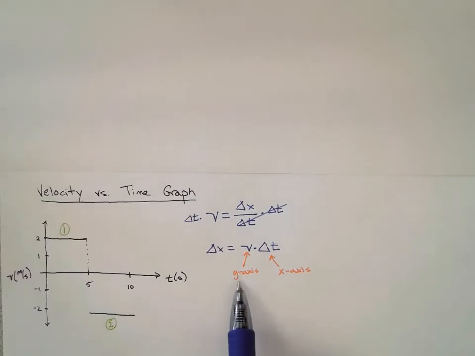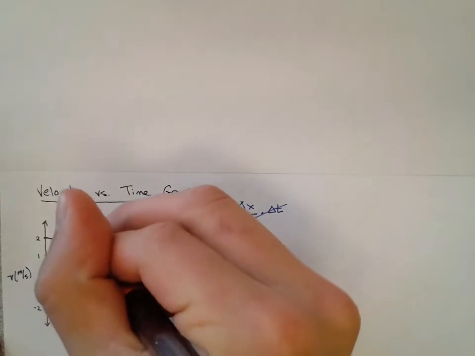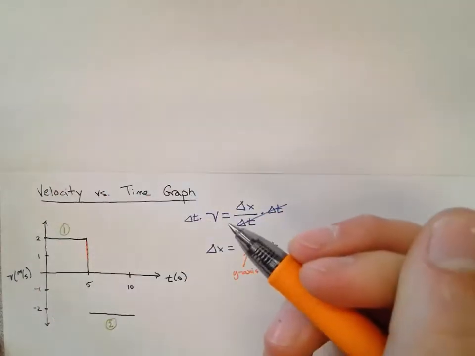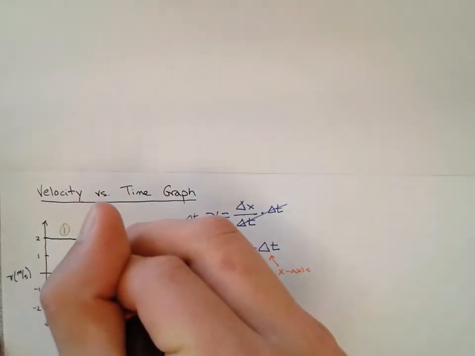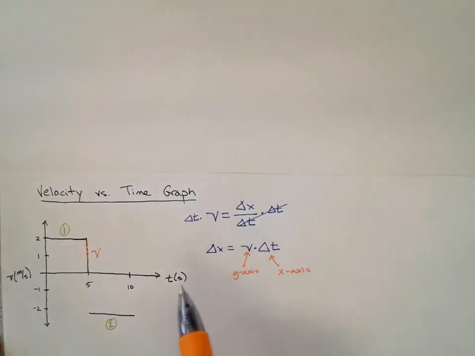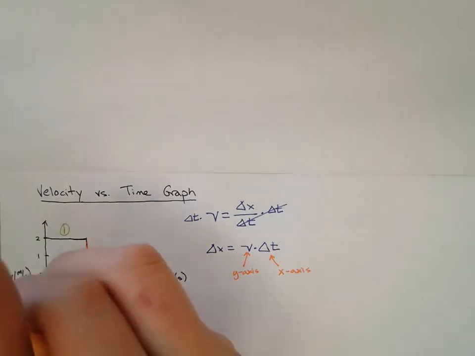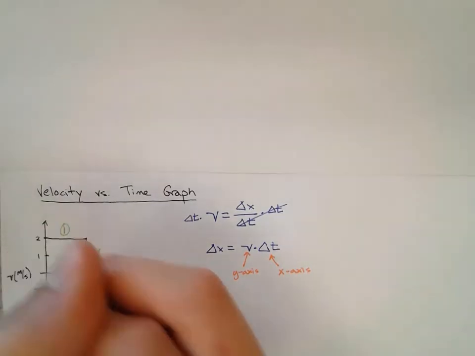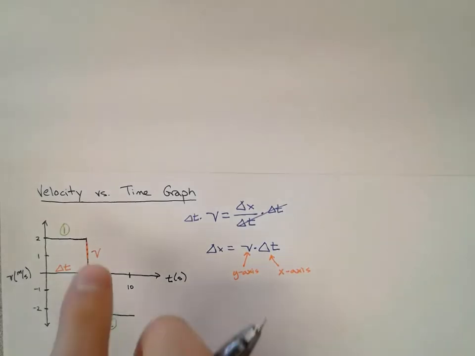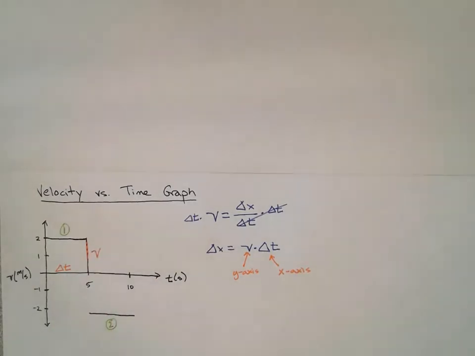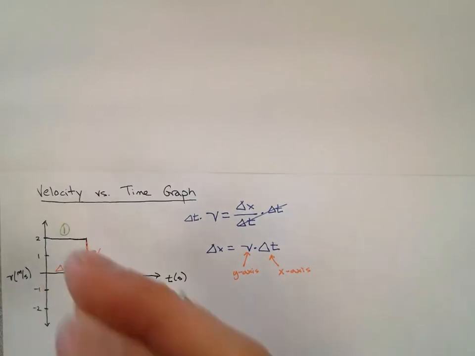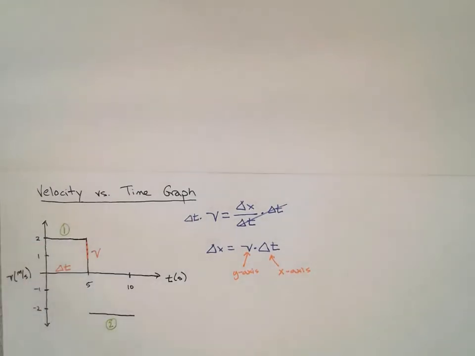Because look at this. I've got a y-axis, which could simply be this side of my rectangle. So here's my velocity. My x-axis, my delta t, that's just another side of my rectangle. So I got my delta t right down here. Now if I multiply v times delta t, I'm going to get the area under that line, which is also going to be equal to my displacement.